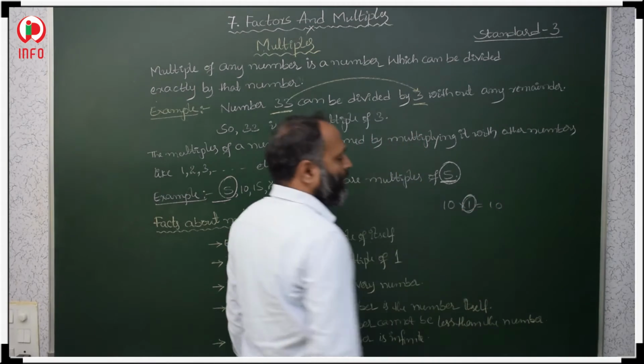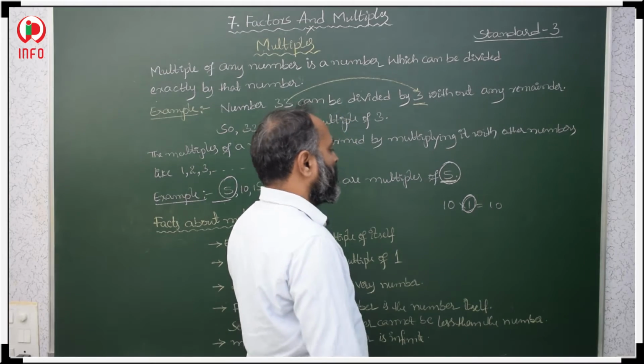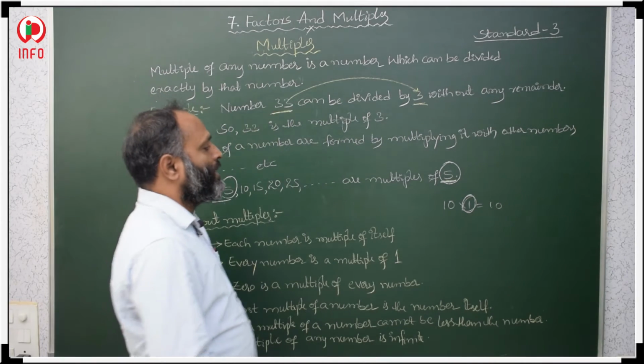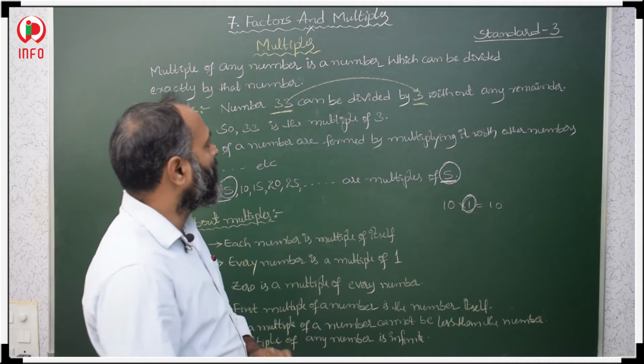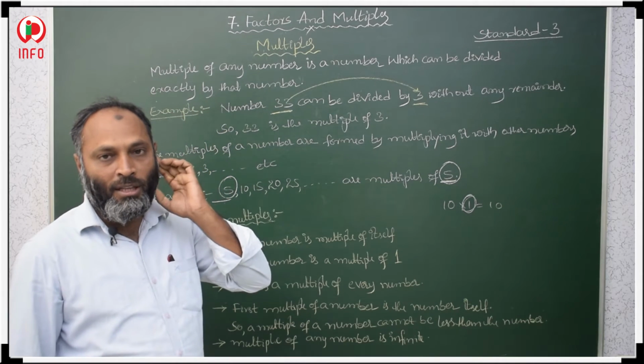1 is a multiple of all the numbers. So 10 ones are 10. So how are they multiples? Like this we have to say. Either they are multiples or not. So okay, 1 is a multiple of all the numbers.